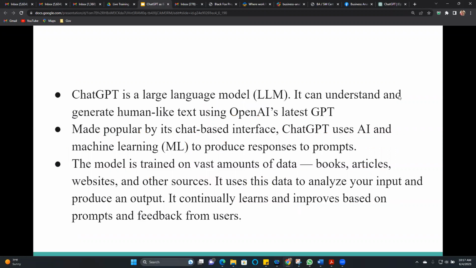So what is ChatGPT? ChatGPT is a large language model. It can understand and generate human-like text using OpenAI's latest GPT. Made more popular by its chat-based interface, ChatGPT uses AI, which is artificial intelligence and machine learning, to produce responses to prompts. The model is trained on vast amounts of data from books, articles, websites, and other sources. It uses this data to analyze your input and produce an output. It continuously learns and improves based on prompts and feedback from users.